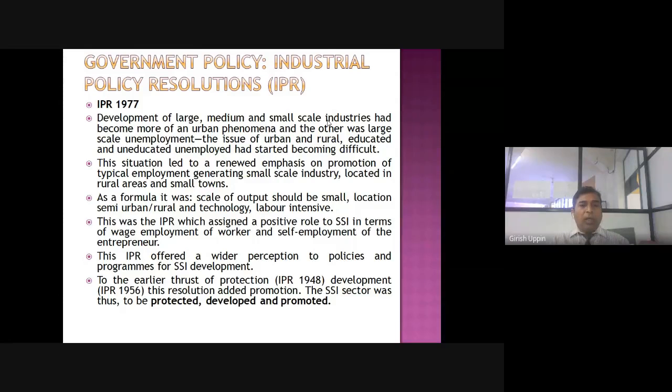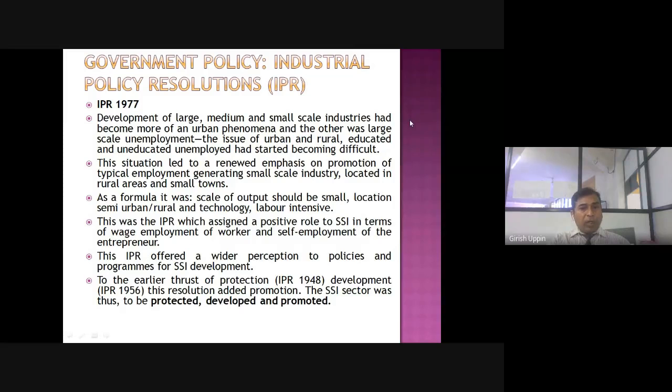The reason being the industrial development that had occurred until 1977 predominantly focused on the urban areas, and it created an imbalance between the rural and the urban areas. So in order to balance out that difference, IPR 1977 focused on promotion in the semi-urban and rural areas for the starting of small scale industries.